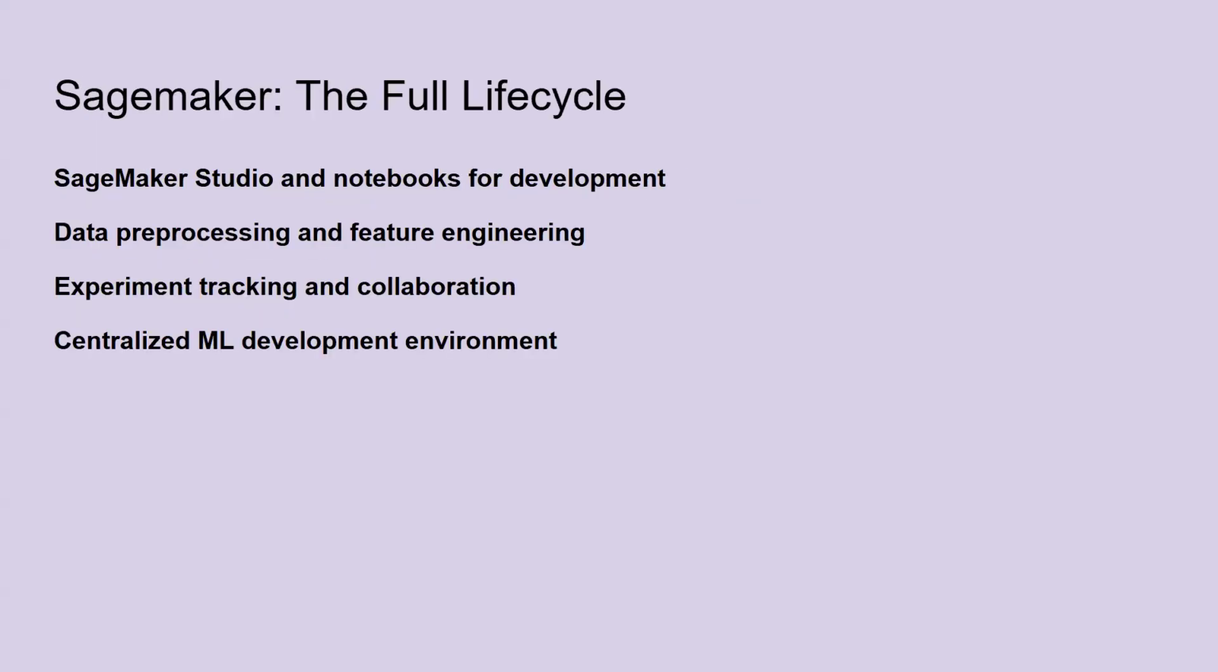Now we'll go over the full cycle of SageMaker. So SageMaker Studio Notebooks is what you'd use when you're developing. Data pre-processing and feature engineering, experiment tracking and collaboration, and you can centralize machine learning development in your environment. So, sorry, it's a centralized machine learning development environment. So really, AWS gives you the option to create machine learning when you don't know everything about machine learning, but still have an AWS product to work with.